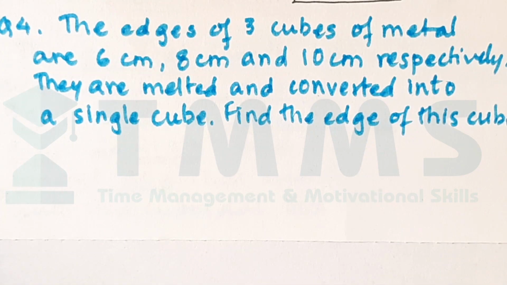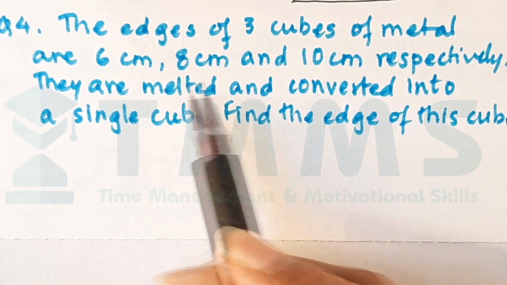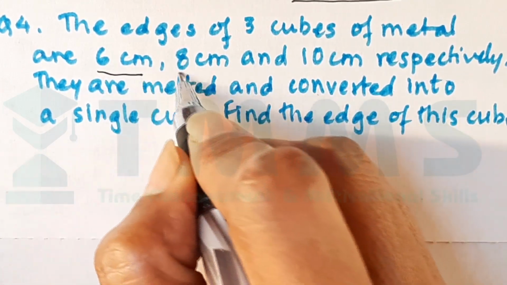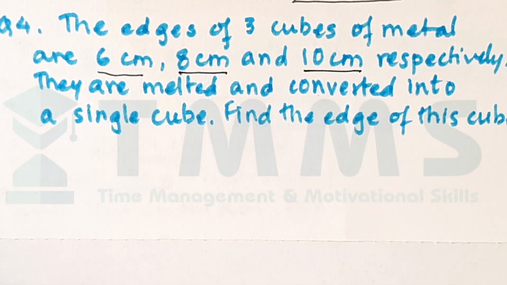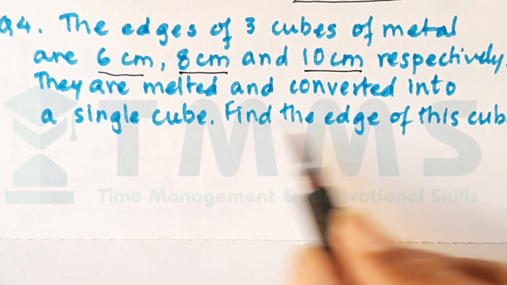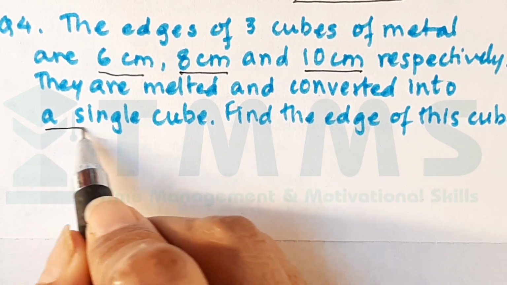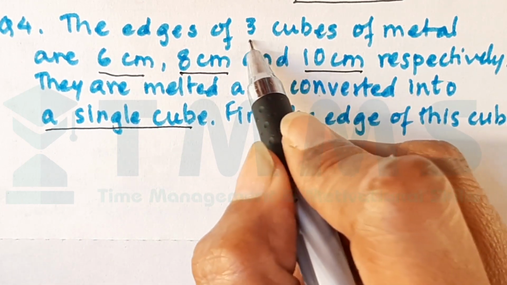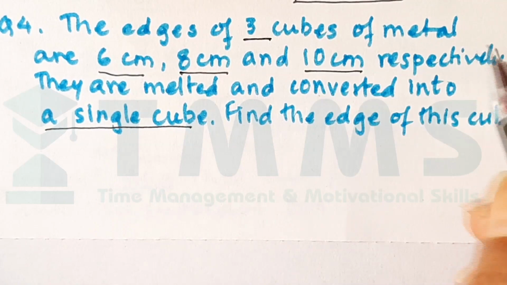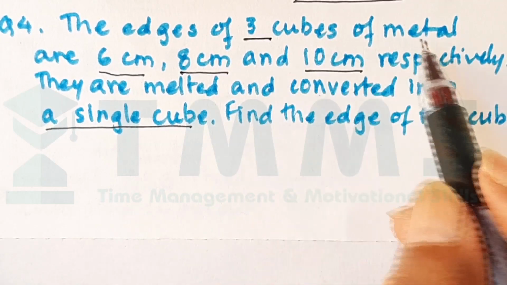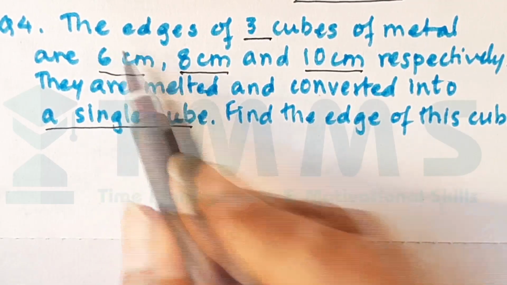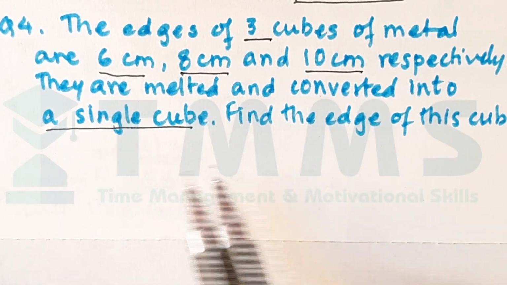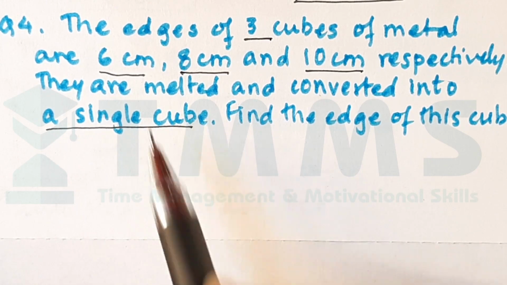Okay. Question 4. The edges of 3 cubes of metal are 6 centimeter, 8 centimeter and 10 centimeter respectively. They are melted and converted into a single cube. Find the edge of this cube. Now how many cubes do we have? 3. 3 separate metal cubes are melted, and so when they are melted, the volume of this cube and this cube total together is going to give you the volume of the new cube.